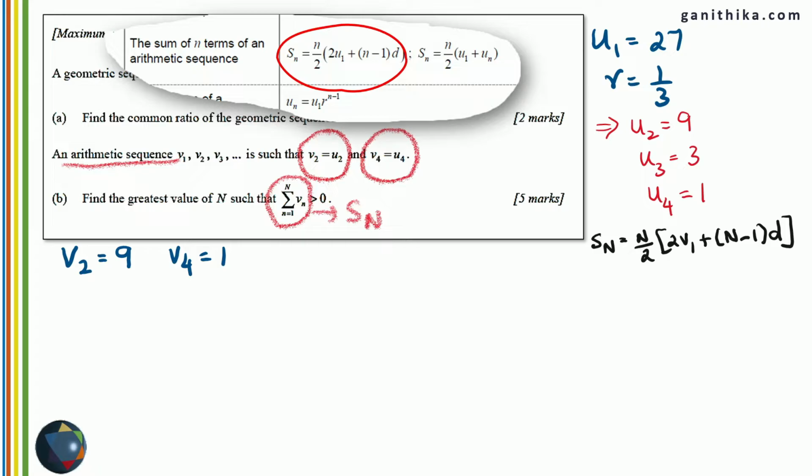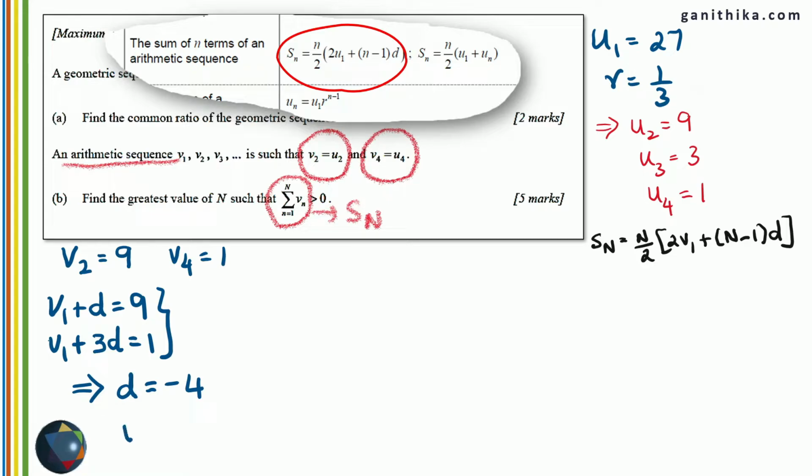And for that we need V1 and d, and that can be found from these two pieces of information. V2 is V1 plus d, V4 is V1 plus 3d. So using these two and making simultaneous equations, you can solve these equations and get V1 and d. If you haven't done this before, when I gave you the time to do this question, you can pause the video here and solve these two simultaneous equations. So are you ready? This gives you d is equal to -4 and V1 is 13. So if you got this, you are right.